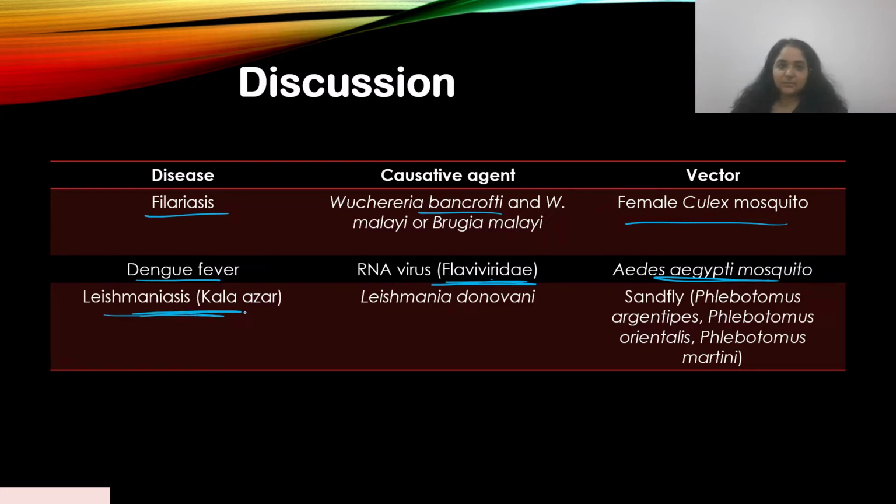Leishmaniasis is caused by Leishmania donovani, and the vector is sandfly. Okay, so sandfly transports this pathogen from humans to humans. Phlebotomus is the genus, and you have different species that are involved, which is Martini, there's Orientalis, there's Argentipes. Okay, so there are three different species, and Phlebotomus is the genus of this sandfly.